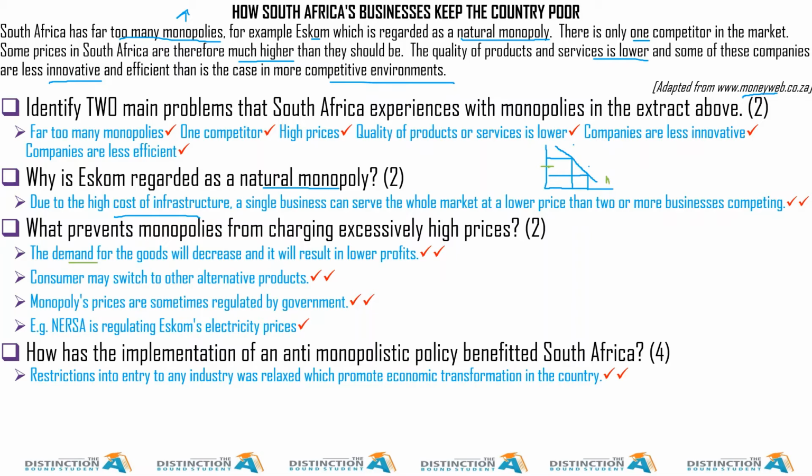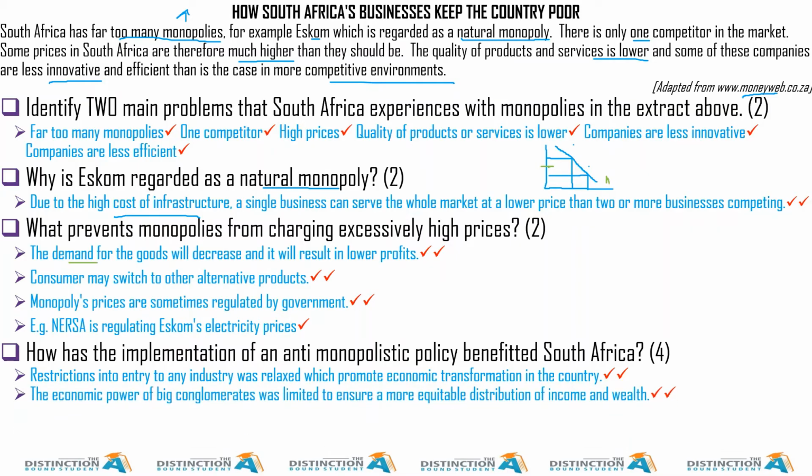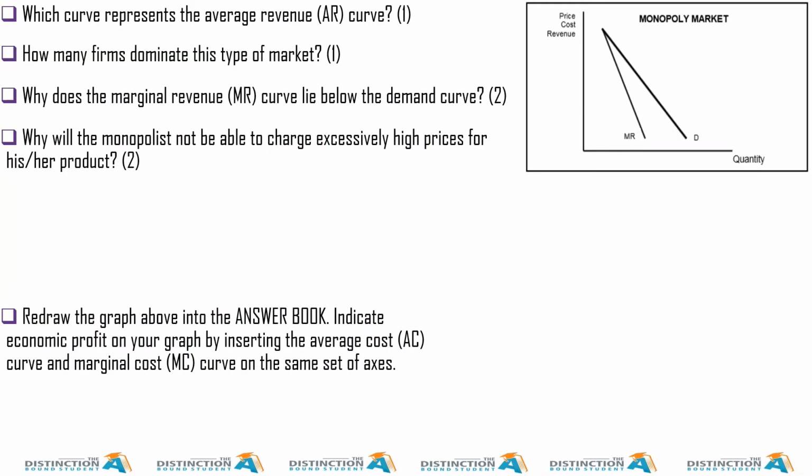How has the implementation of an anti-monopolistic policy benefited South Africa? All right, I pressed the answer by mistake. Restrictions into entry to any industry was relaxed, which promotes economic transformation in the economy. And then that one. All right, so you can pause and just, yes, there you have it. Straightforward. Right, let's move on to the next one.